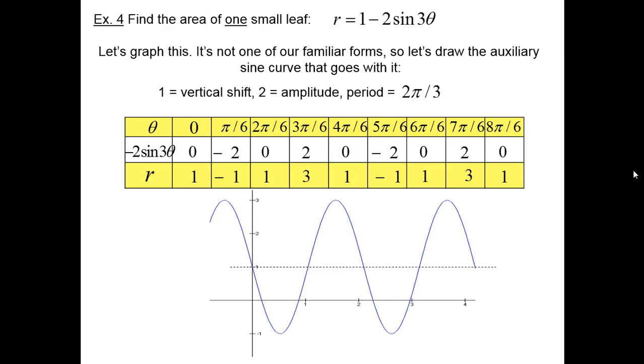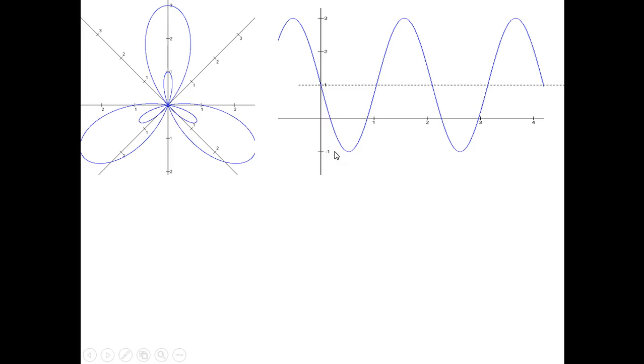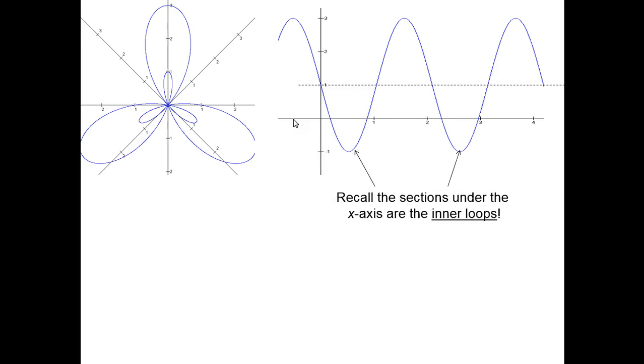What I want you to take away from this, though, is that we're looking for the area of one small leaf. If you recall from the PowerPoint the other day, we said that if you have one small leaf on the inside of the function, let me show you a picture of it. One of these small leaves, that's going to be where this curve, the auxiliary curve here, is negative. So if I want to know when it's negative, I want the theta values for where this is negative. Think about what I'm going to do with that function. I'm looking for where the function has x-intercepts. So I'm going to set the equation equal to 0.